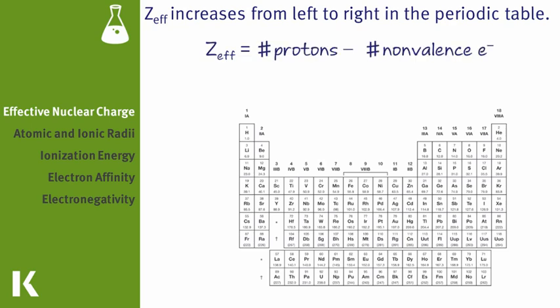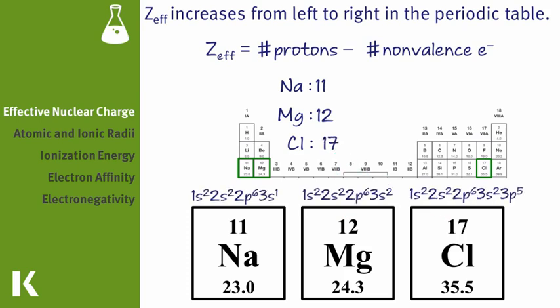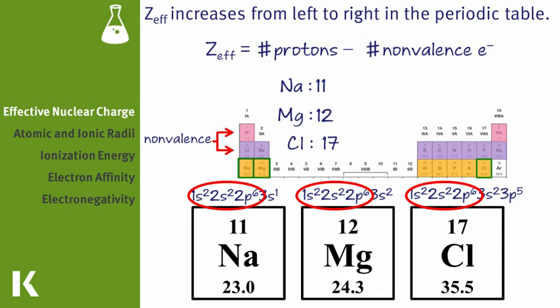Let's apply the effective nuclear charge calculation to elements in the same period of the periodic table: sodium, magnesium, and chlorine. We will use the atomic number of each to find the number of protons in the nucleus: 11 for sodium, 12 for magnesium, and 17 for chlorine. We then use the electron configuration of each element to identify the non-valence electrons. The valence shells of sodium, magnesium, and chlorine are all found in the third shell. That means that all the other electrons are non-valence. These are found in shells 1 and 2, highlighted in pink and purple here.